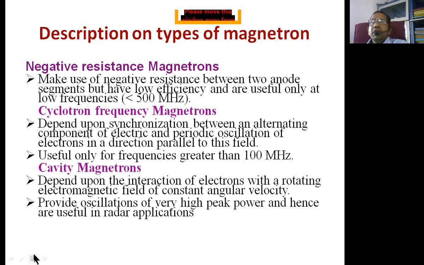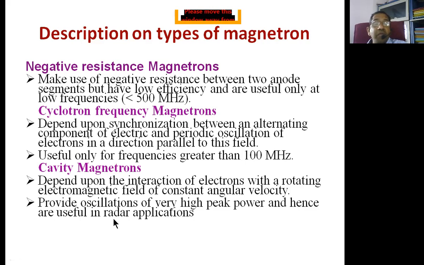So here, the interaction of high speed DC electrons with a rotating EM field of constant angular velocity is the basic principle of operation of this particular magnetron. That means the interaction of electrons with the EM field is the basic principle of operation for generating high frequencies in the microwave range.